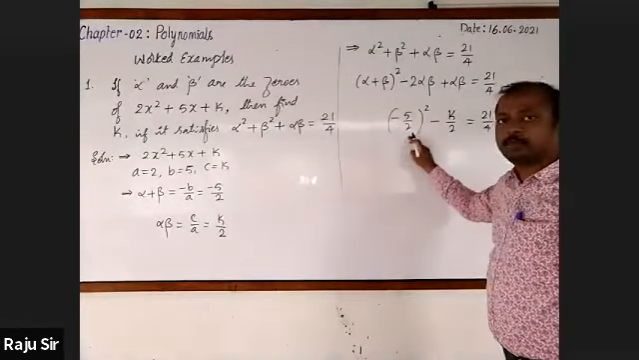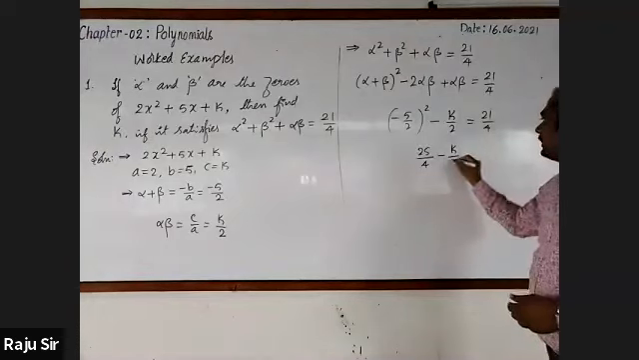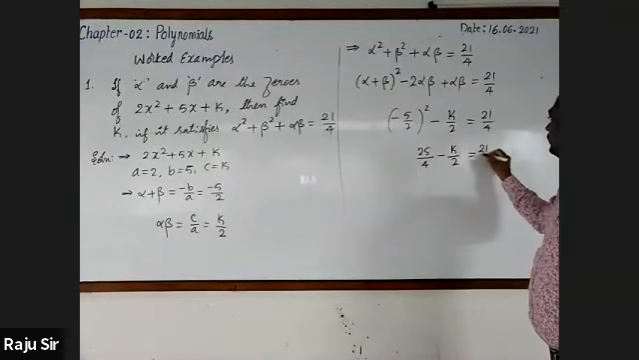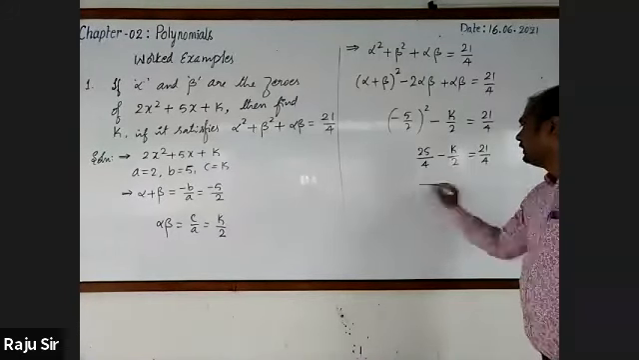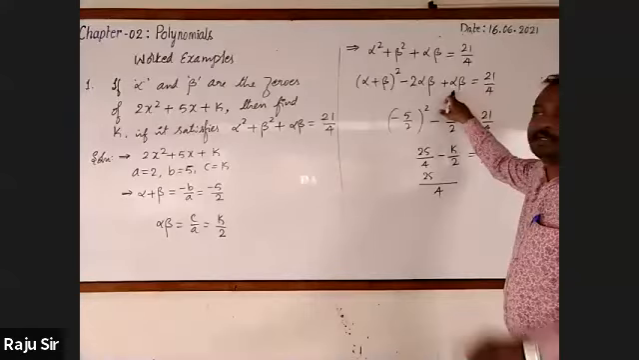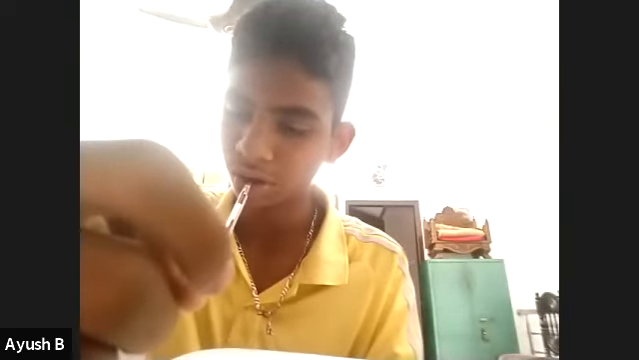Now let's go for simplifying. Apply square to both. Minus 5 whole square is 25, 2 whole square is 4. Minus k by 2. This is equal to 21 by 4. You can simplify this. You will take the LCM. LCM is 4. Sir, you have written only alpha beta. Minus 2 alpha beta plus 1 alpha beta is minus 1 alpha beta. We got only alpha beta. So for that alpha beta, I have taken the substitution. Got it?